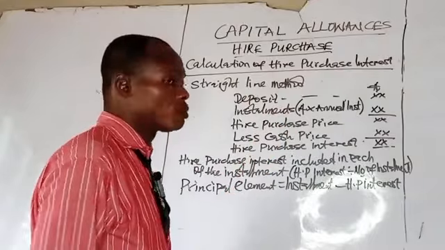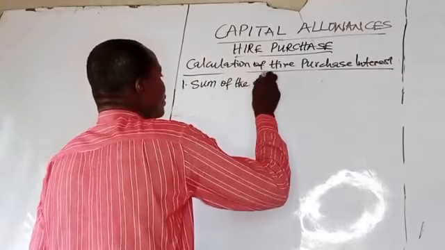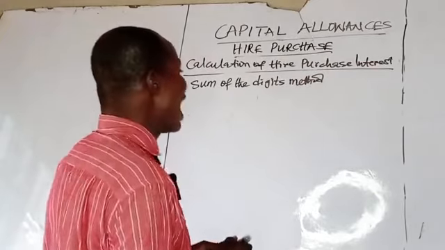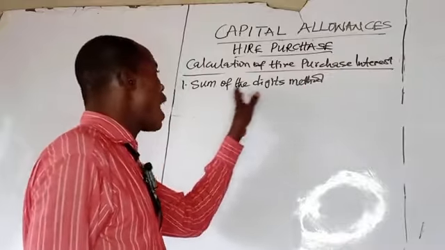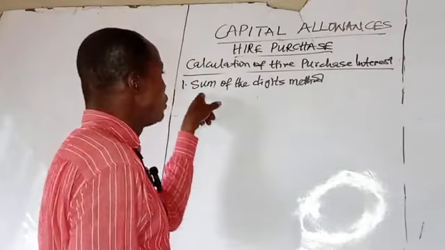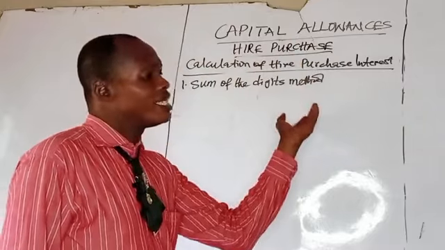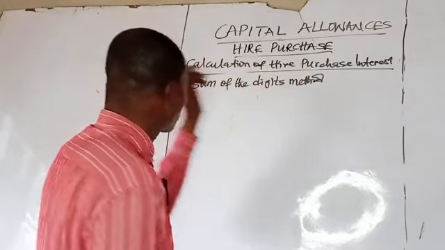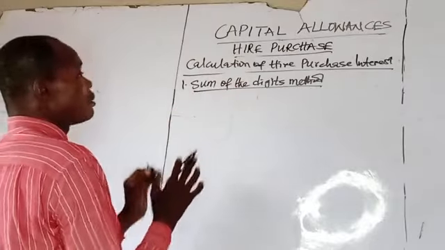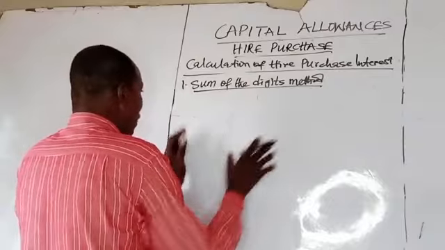Method number 2, sum of the digits method. Under this method, the hire purchase interest is apportioned in a reversing pattern by using the sum of the year's digits. So to use this method, the first thing you have to do is calculate the hire purchase interest, just the same method as I've done under straight line method.